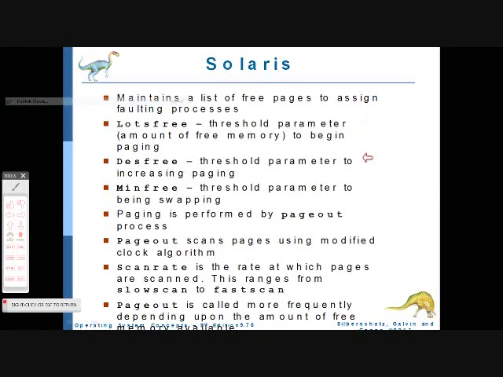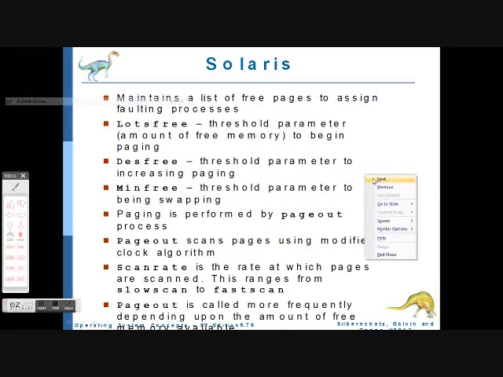If it's lots free, then it's slow scan. If it's des free, then it's in the middle of slow scan and fast scan. If it's min free or below min free, then it's supposed to be the fast scan. Page out is called more frequently depending upon the amount of free memory available.